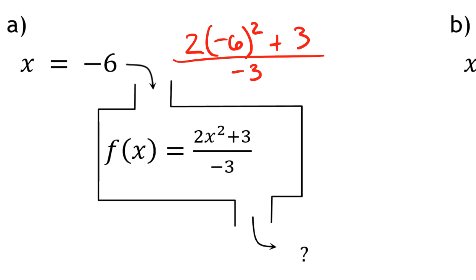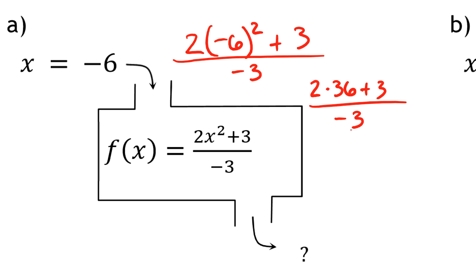I saw people squaring -6 and writing down that had an answer of -36, which it doesn't. When I multiply -6 times itself, I get positive 36. So this ends up becoming 2 times 36. I'll just write it here, 2 times the number 36. And then we add 3 to that, and then we are dividing it by -3.